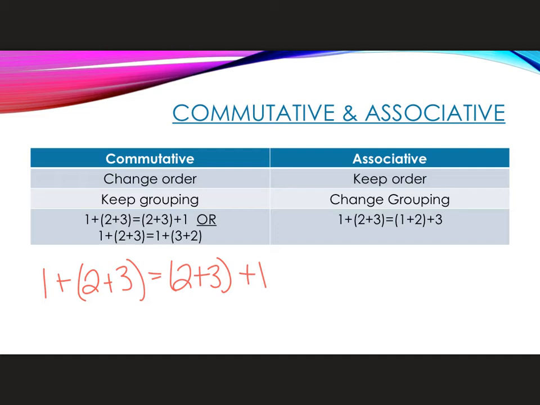The associative property is going to be that the order stays the same, the grouping changes. So notice if I have 1 plus 2 plus 3, and that 2 plus 3 is in parentheses, then I can regroup it as 1 plus 2, and then have the plus 3 at the end. You're going to get the same answer. So you just have to be very careful with what is happening.